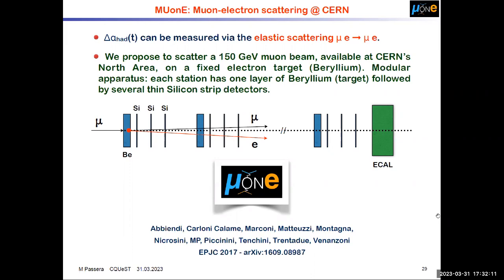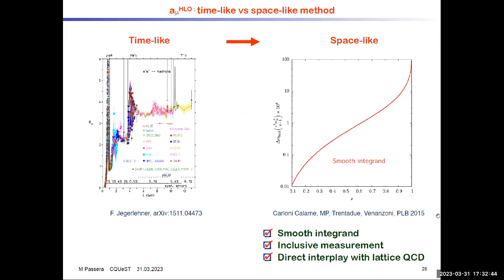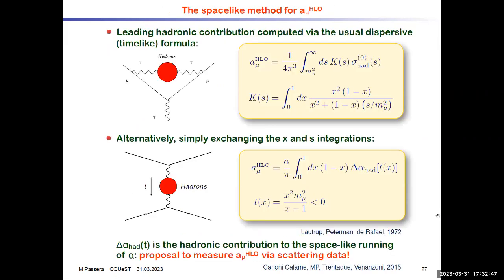And then the idea is to put a fixed target that can be beryllium or carbon, and do a modular apparatus. You shoot muons, you hit electrons, and out of this, you get a muon and an electron recoiling. What you need to do is to put several thin silicon strip detectors and measure very precisely these angles. If you scan the value of theta, the angle, you are scanning the value of q squared, so you're scanning the value of q squared of the running of alpha. I remind you that the running of alpha enters this bubble that you have here in the t channel of this scattering.